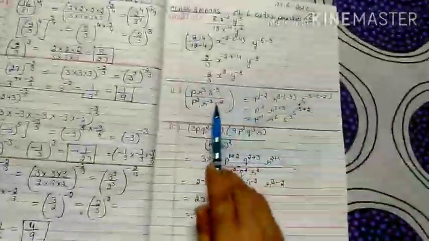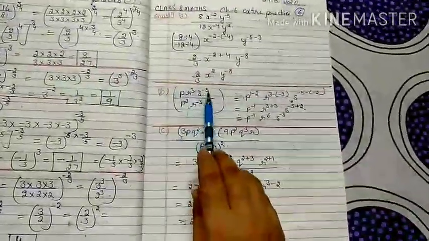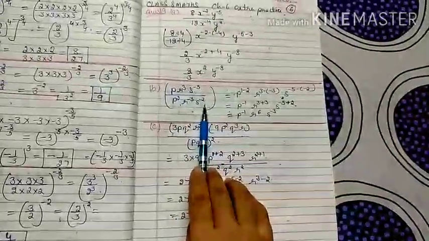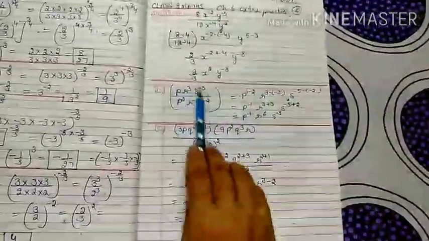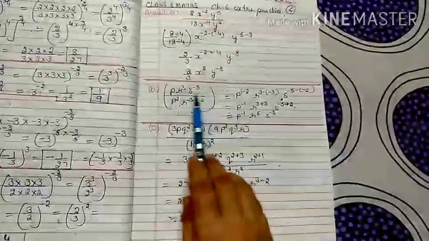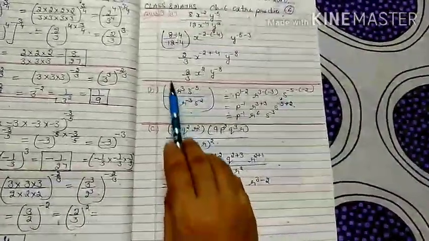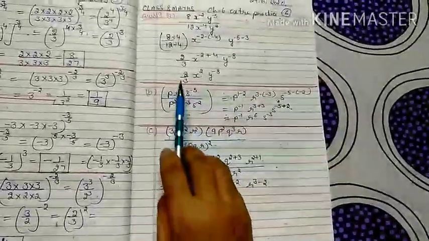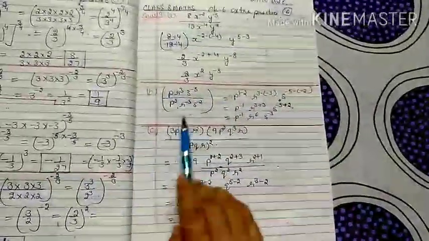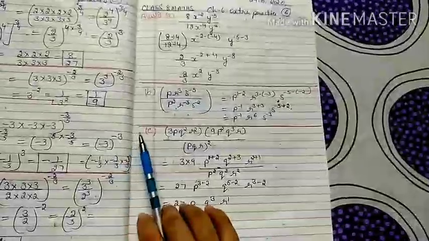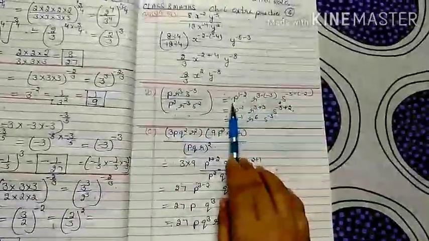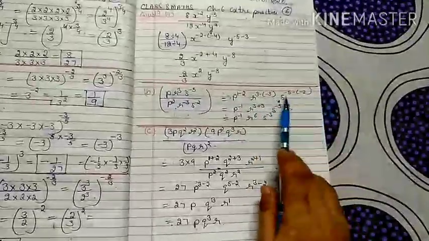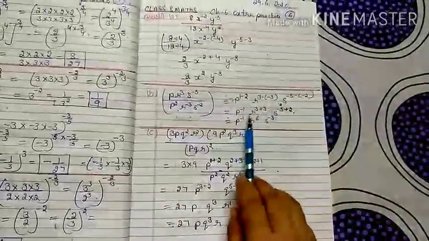Now your B part is p r cube s to the power minus 5, over p square r to the power minus 3, s to the power minus 2. Similarly, you have to do the same thing here. P raised to power 1 minus 2, because 2 is subtracted from the numerator power; minus 3 is subtracted from the numerator power of r; and minus 2 is subtracted from the numerator power of s. Like here, p: 1 minus 2, r: 3 minus minus 3, s: minus 5 minus minus 2.